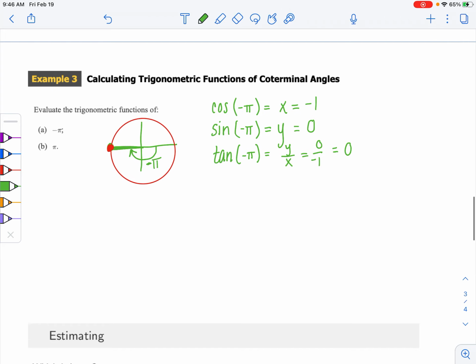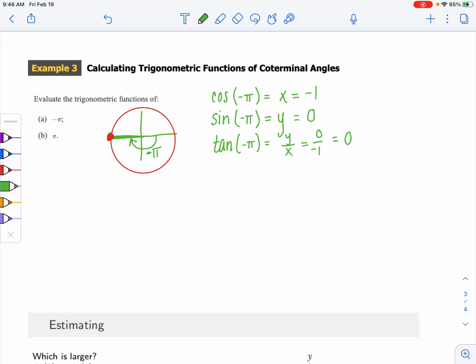From here, pick your other three and we can just run with them. Why don't I pick secant? Secant is just 1 over x. Well, I know x is negative 1, so 1 over x is going to be negative 1. Cosecant is the reciprocal of sine, so 1 over y. Oops, the y is going to be 0. That means it's going to be undefined. That's okay.